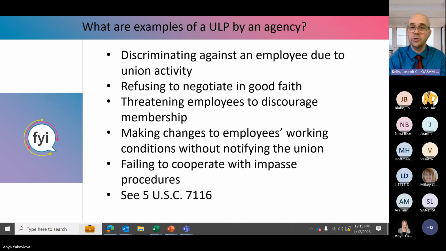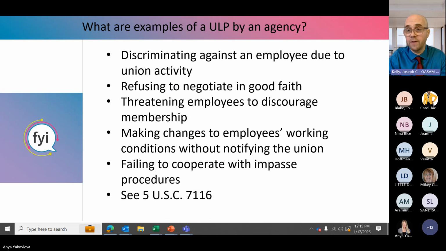Discriminating against an employee due to union activity. That might be a supervisor who was unhappy that one of their employees is a union steward or a union officer, and then rates that employee poorly on their next performance appraisal because the supervisor is unhappy that the employee is involved in the union. Maybe the supervisor doesn't like the union, maybe the supervisor has problems with other people in the union. Whatever the case may be, it's an unfair labor practice for an agency to take action against an employee because of their union activity.